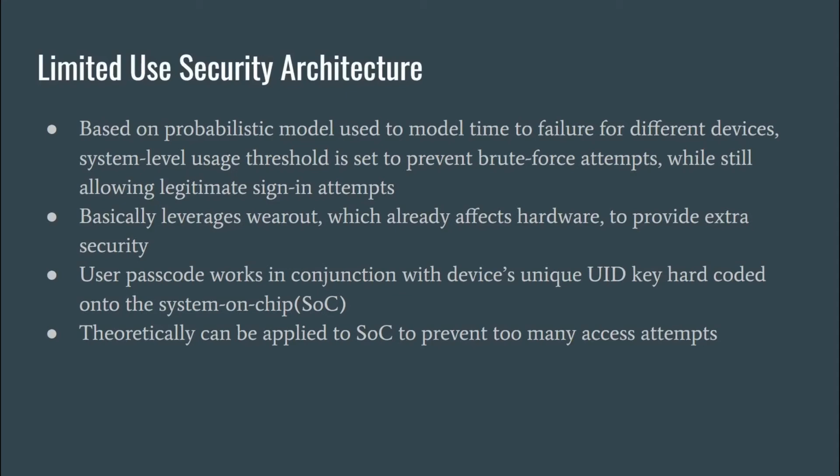So before we explain how this works against NAND mirroring attacks, I'll first talk a little bit more about how data is stored. So as we mentioned before, the passcode works in conjunction with the device's unique UID, which is hard-coded into the system on chip. So even though we're removing the NAND chip, we still have some control over the system on chip. So theoretically, this system level usage threshold can be applied to the system on chip to prevent too many access attempts to that key. So even though the NAND chip is being replaced, the system on chip stays the same.